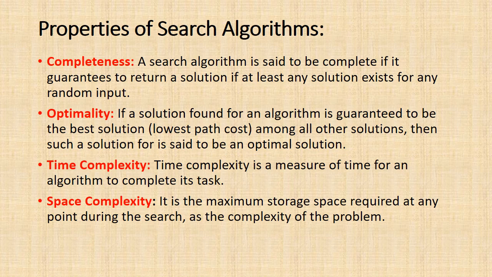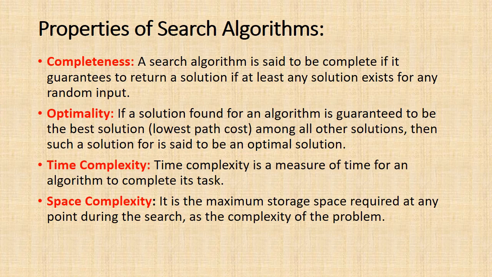The properties of search algorithms are: completeness. A search algorithm is said to be complete if it guarantees to return a solution if at least any solution exists for any random input. Optimality: if a solution found by an algorithm is guaranteed to be the best solution, with the lowest path cost among all other solutions, then such a solution is said to be an optimal solution.